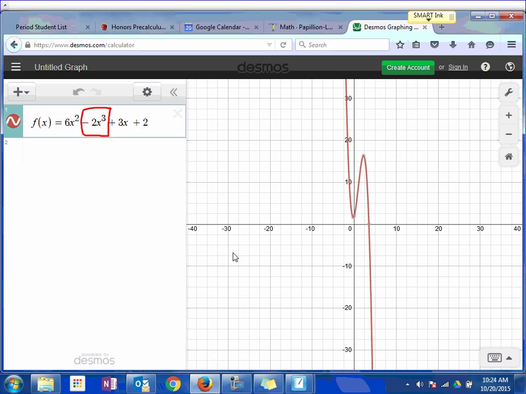Which one is the degree? Ooh, not 2 because it's not in standard form. What's the degree? 3. The highest exponent in the whole polynomial is 3. So the degree is 3, which means the degree is odd.